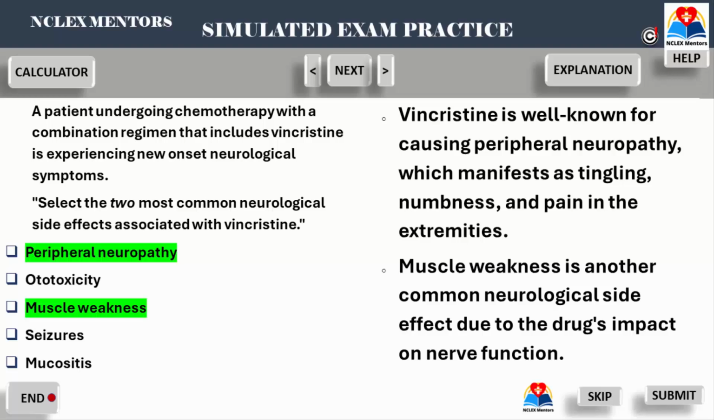Peripheral neuropathy. This one's huge. Vincristine is notorious for causing nerve damage, leading to tingling, numbness, and pain, especially in the hands and feet. Muscle weakness. Because vincristine affects nerve function, it also leads to muscle weakness. Patients might have trouble with movement or feel unusually fatigued.